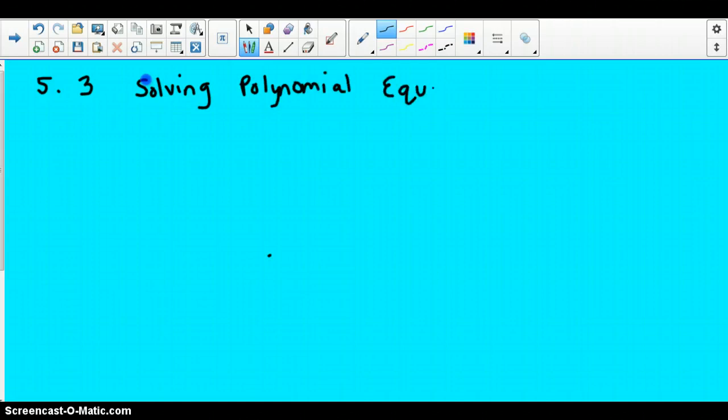We are in section 5.3, which is solving polynomial equations. Today is the 19th.